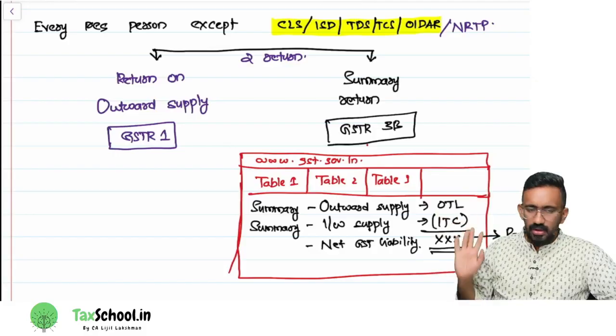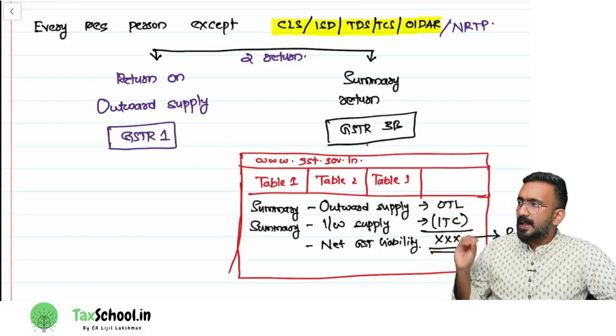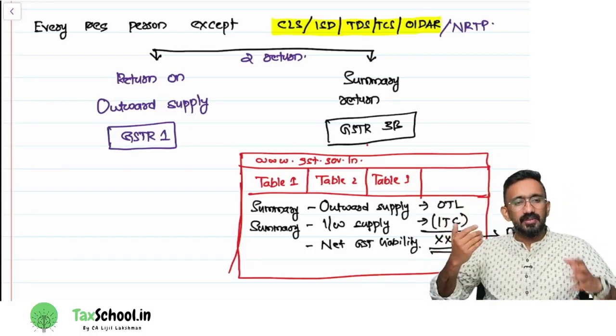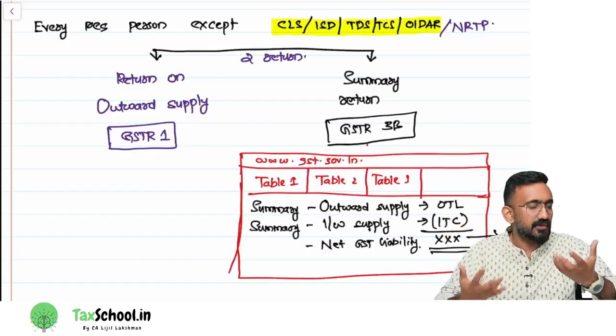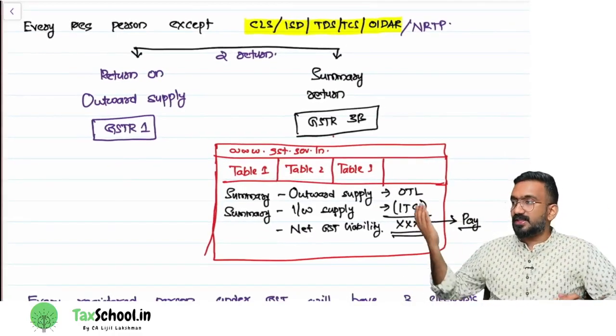All others, normal registered persons will file GSTR1 and GSTR3B as two returns. Now, of these two returns, GSTR1 is just an information return wherein they upload the invoice details to the government to do the cross checking. What is GSTR3B? GSTR3B is where you pay the taxes.